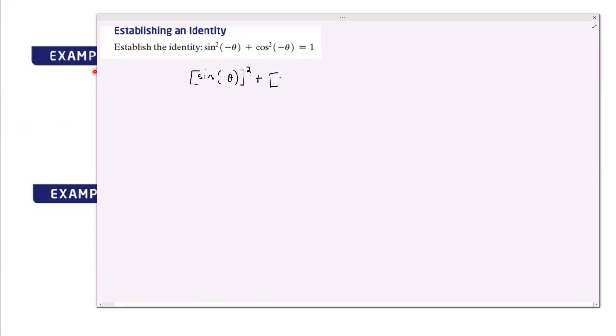So we're just going to rewrite this, okay, in that form. So because of the odd identity, we can take this negative out here and write that as just sine of theta squared. And then, of course, the even identity says the cosine of negative theta is equivalent to the cosine of theta.